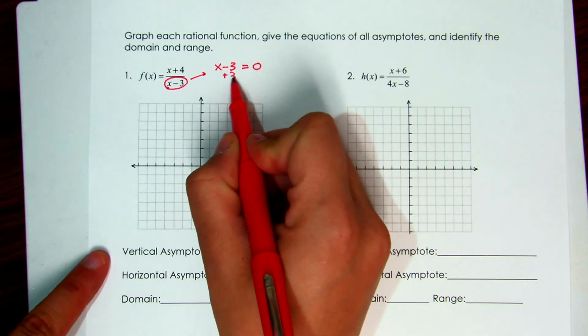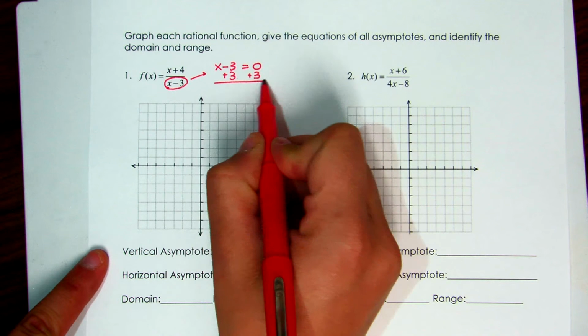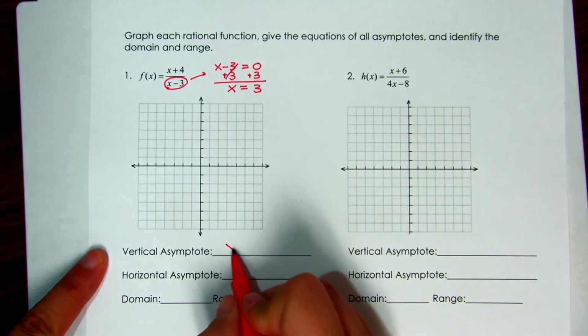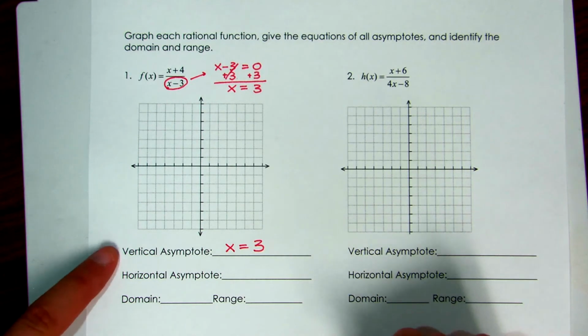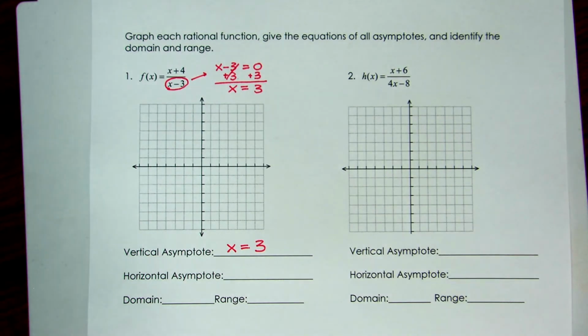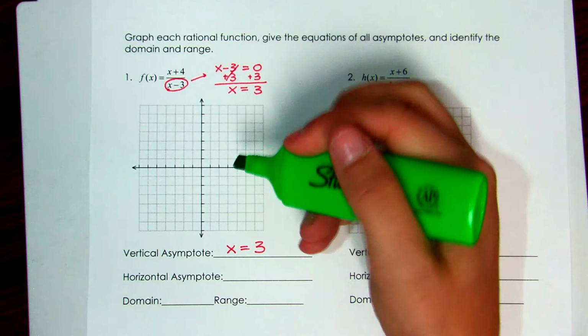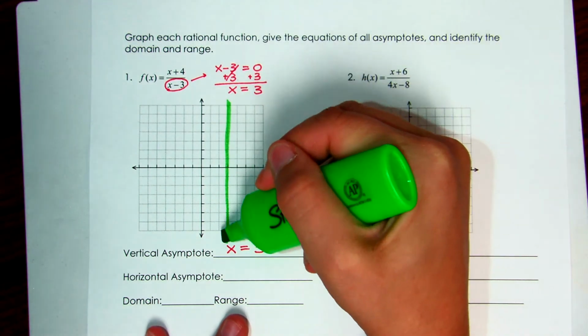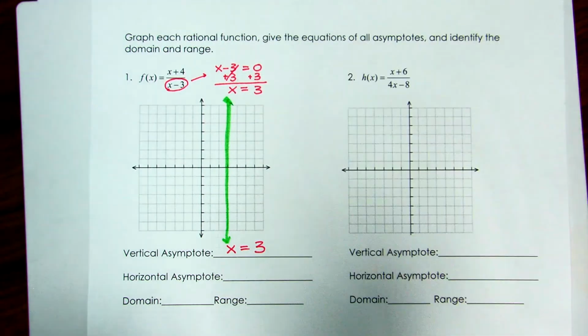So I add 3 to both sides. So x equals 3 is going to be my vertical asymptote. So vertical, going up and down through positive 3. There's my vertical asymptote.